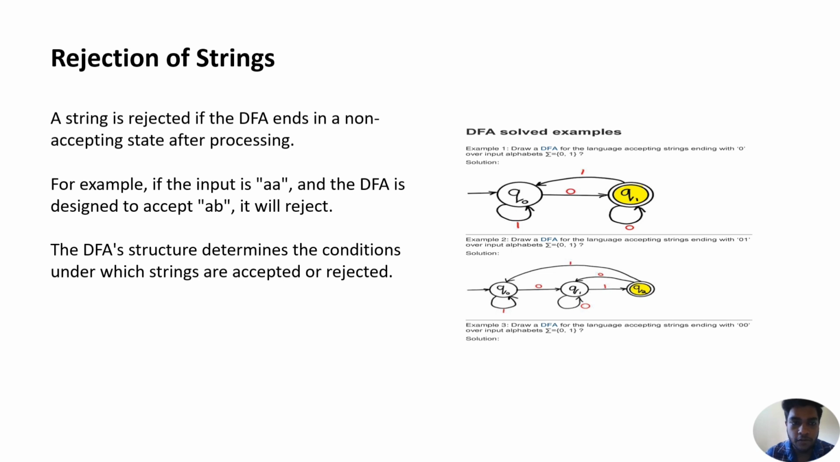Rejection of strings. A string is rejected if the DFA ends in a non-accepting state after processing. For example, if the input is AA and the DFA is designed to accept AB, it will reject. The DFA structure determines the conditions under which strings are accepted or rejected.